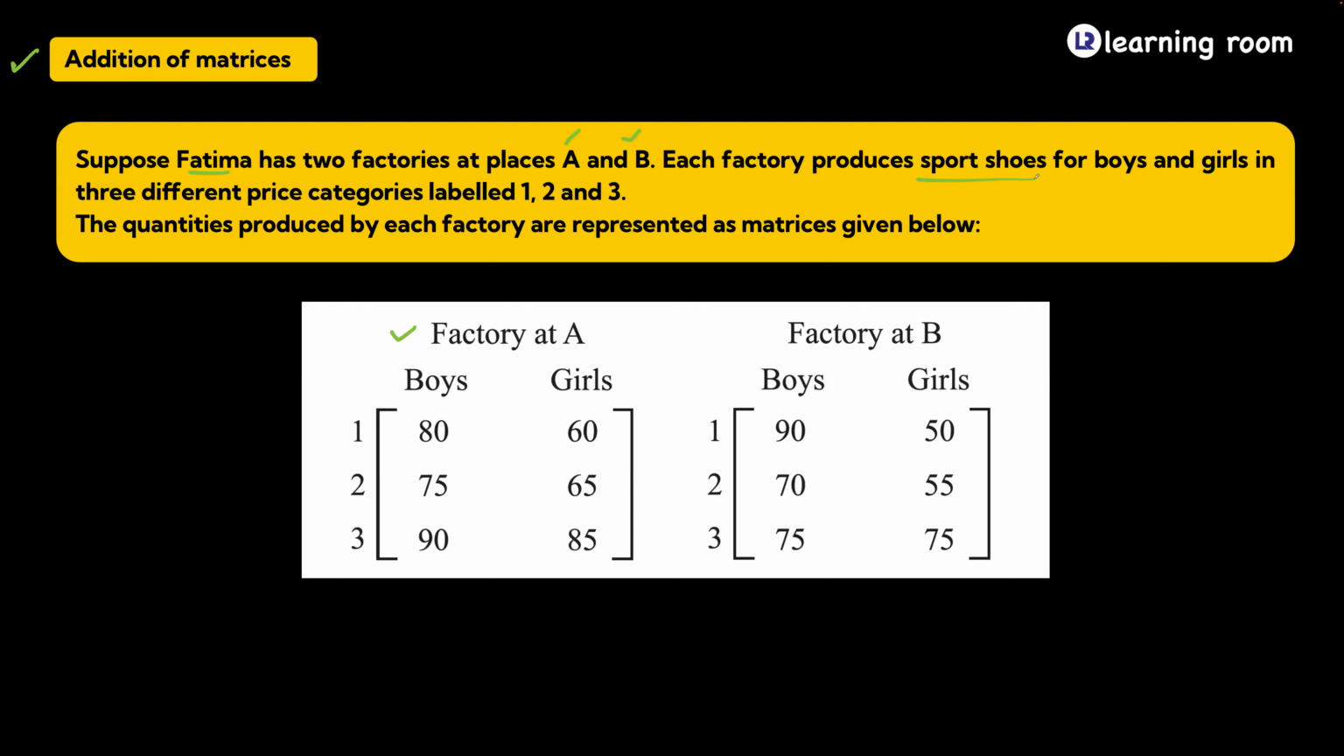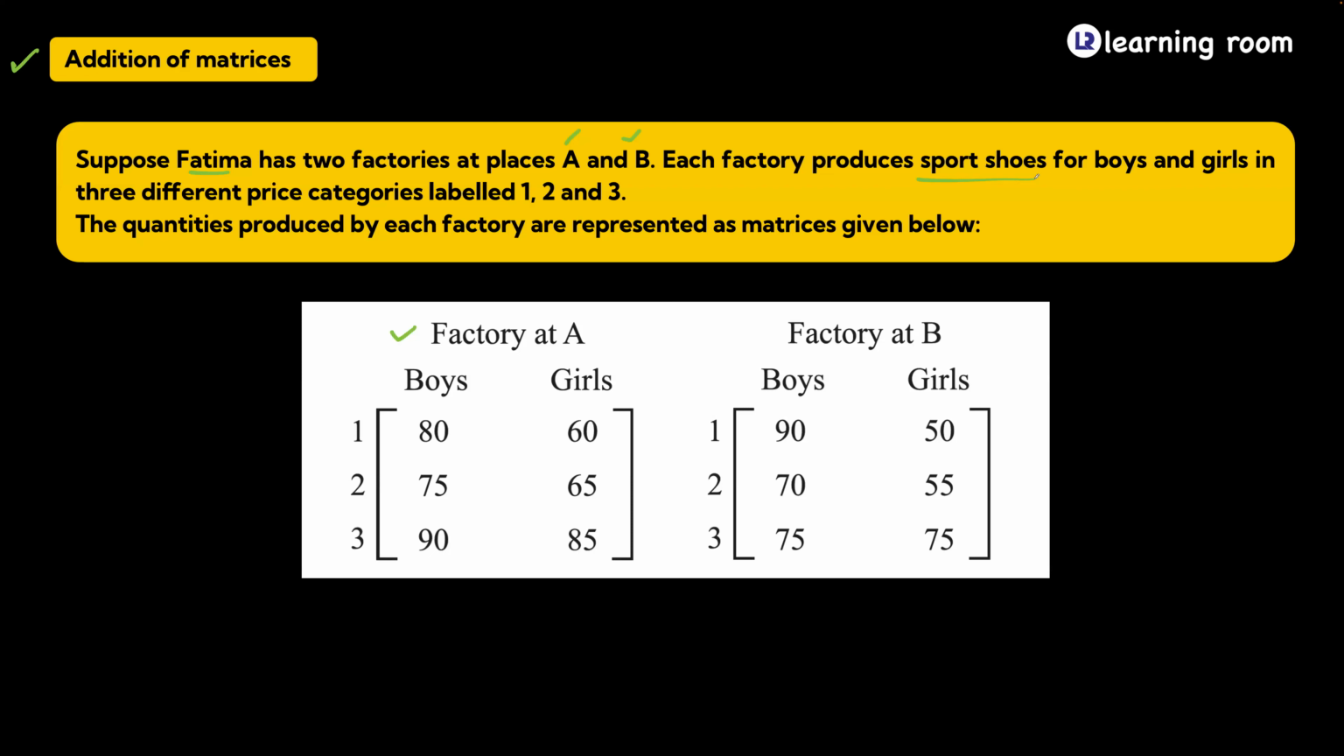That's it. So from factory A, for boys, if you see the price category 1 to 3, it is 80, and for girls it is 60. Similarly, in the second category it is 75, 65. Third category 90, 85 from factory A. From factory B, for the first category it is 90 and 50 respectively, 70 and 55 respectively, 75 and 75 respectively. So this is the data set we have in our hand.